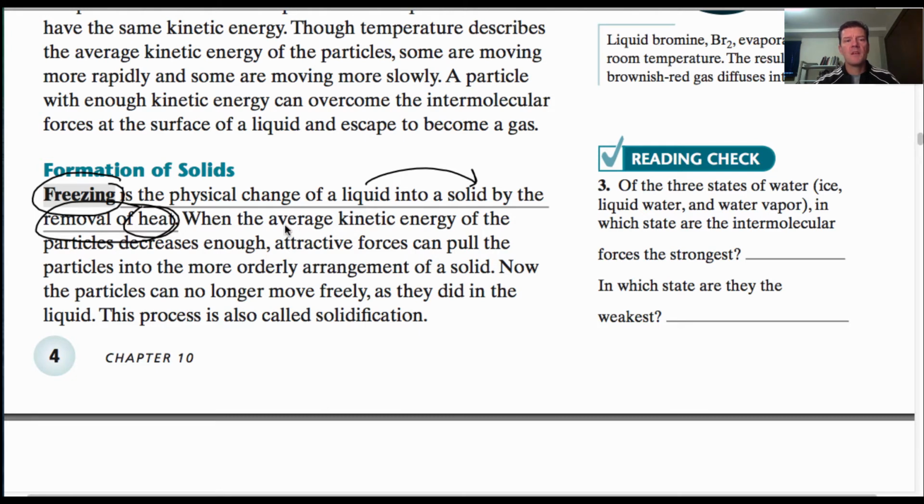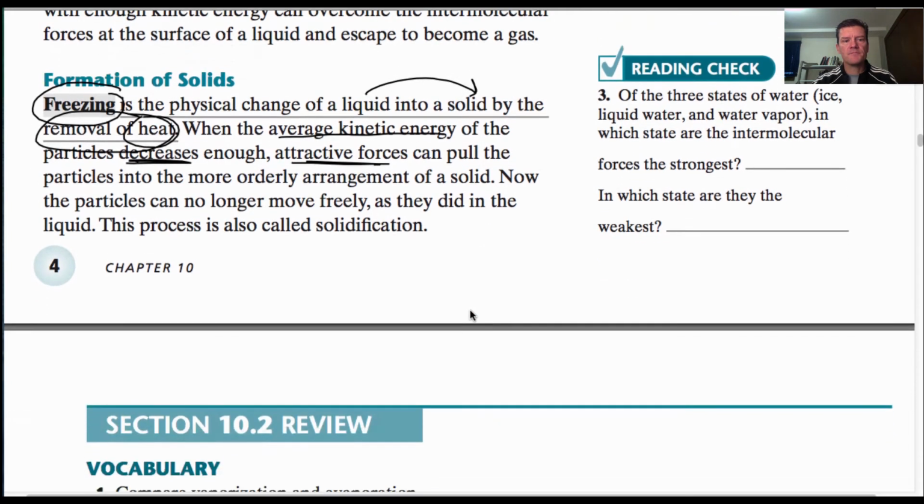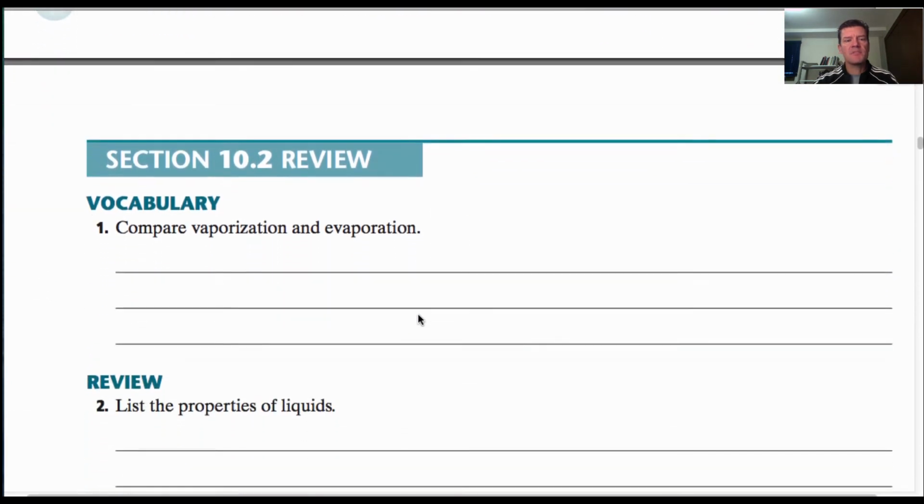All right? When the average kinetic energy of the particles decreases, then those attractive forces pull them closer together, hold them tightly in an arranged fixed position, and all they can do is just kind of vibrate in place, oscillate. But they can't flow and turn and move very much. Okay, now you have a solid. Okay, so that's liquids.